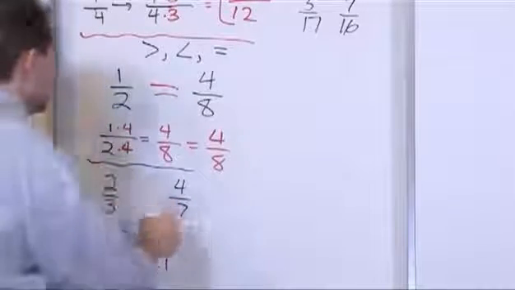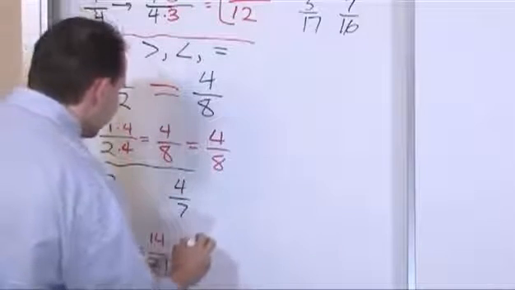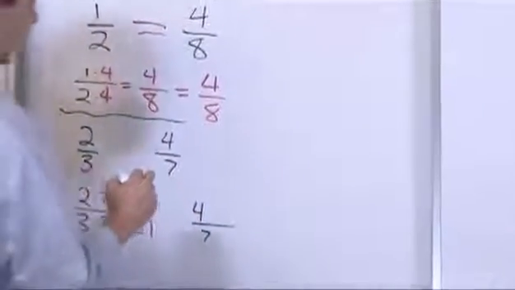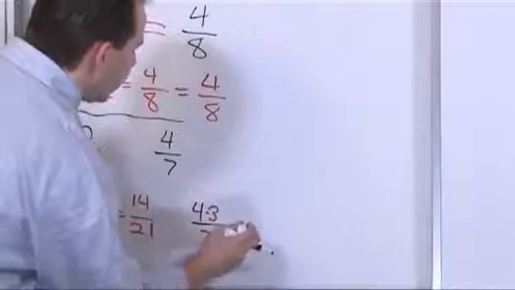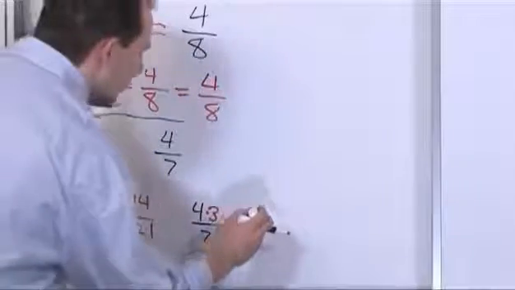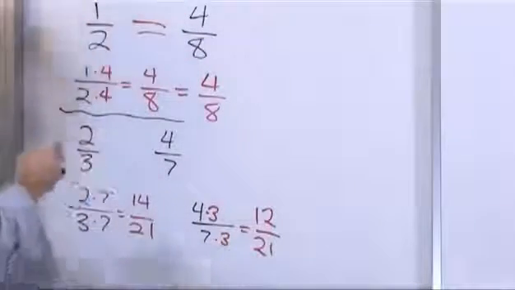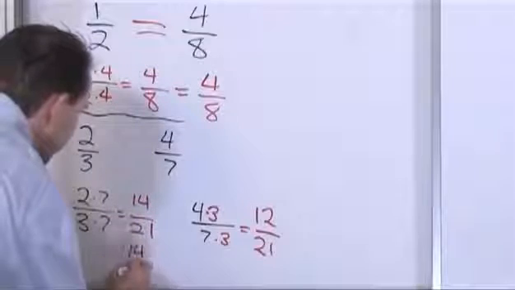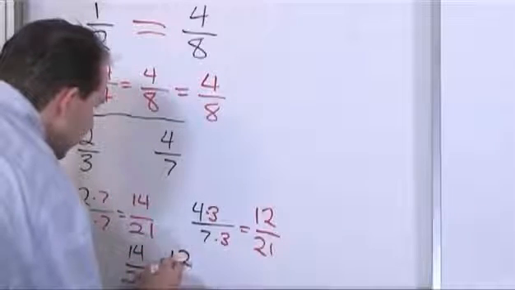Now this fraction right here, what if I change this guy around? So let me do this one down here. So I'll say 4/7, and I'm going to multiply this one by 3 and by 3. So what I'll have is 4 times 3 is 12 on the top, 7 times 3 is 21 on the bottom. So what I have here is 14 over 21 is my first fraction after I've changed it, and my second one is 12 over 21.